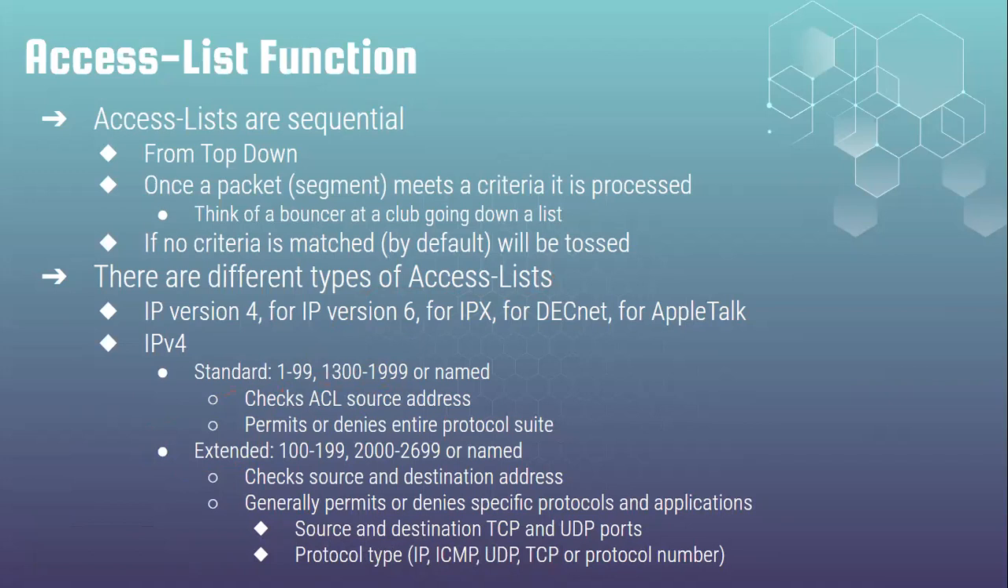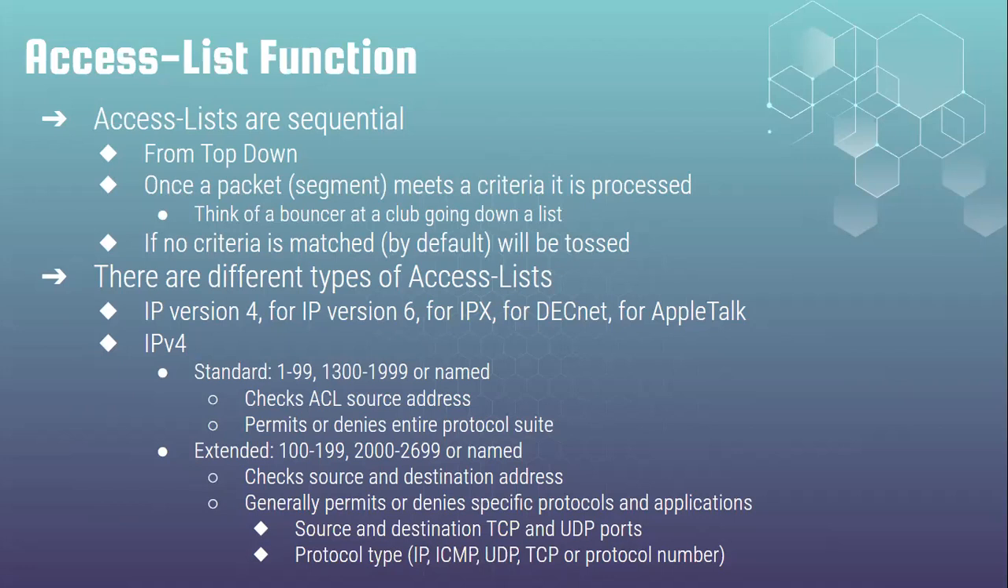Extended access lists will use 100 through 199, or you can use 2000 through 2699. By the way, we're going to talk about this: both of these we can have named as well. Instead of using numbers, and this is a relatively new concept. It started in the late 90s, but really didn't get pushed out until the early 2000s. When I first started learning access lists, I didn't have the ability to name them, or I wasn't taught to name them. Anyway, we'll talk about that. We can name them as well. We'll actually do that quite a bit.